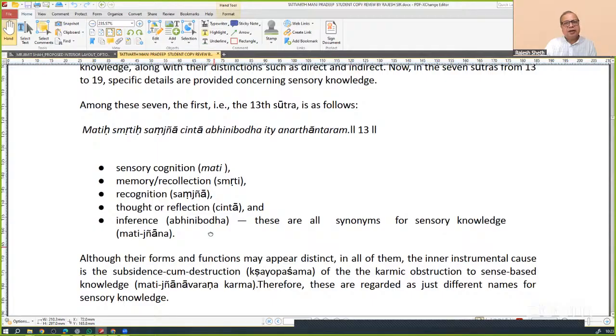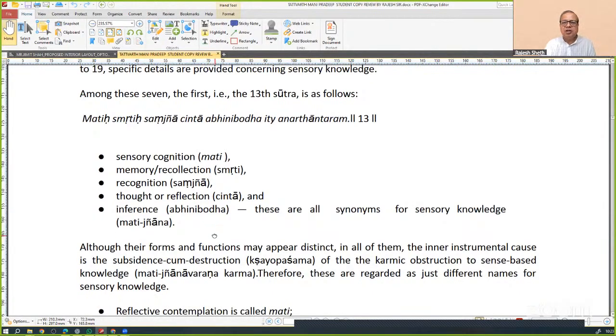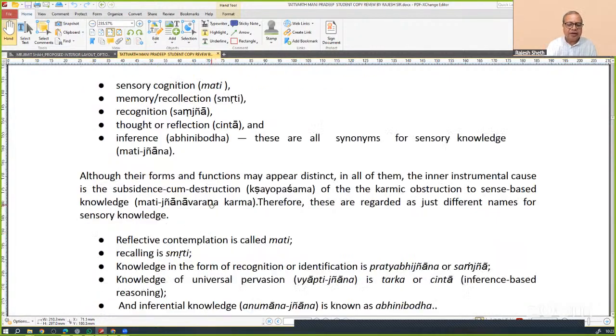Okay. Different scriptures have written different names, so there is a bit of confusion. But in English, we will have a very common terminology across everywhere. Okay. So in Hindi, somewhere it is written chinta, somewhere it is written tark, and somewhere it is written abhinibodh, somewhere it is written anuman, but we will have some common terminology.